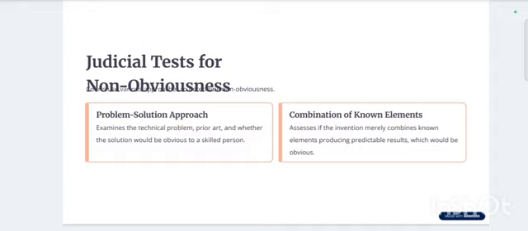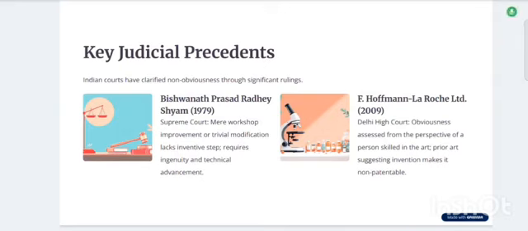Another approach considers whether the invention merely represents the combination of known elements producing predictable results. If so, it is likely to be regarded as obvious, and in that case, the patent will not be granted to those inventions. Now, let's talk about certain judicial precedents related to the concept of non-obviousness.